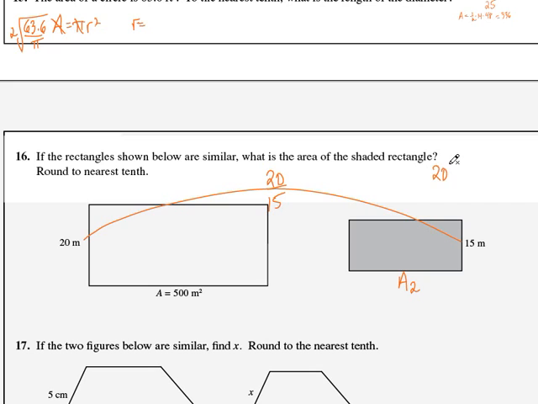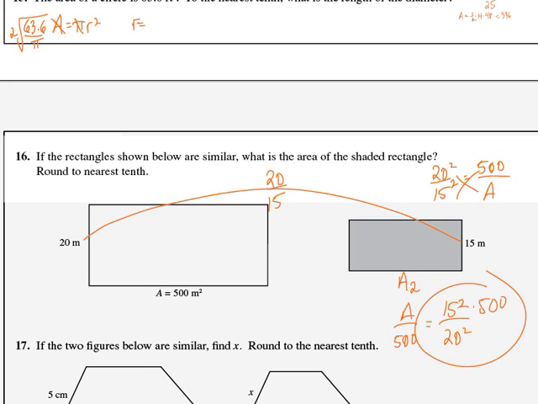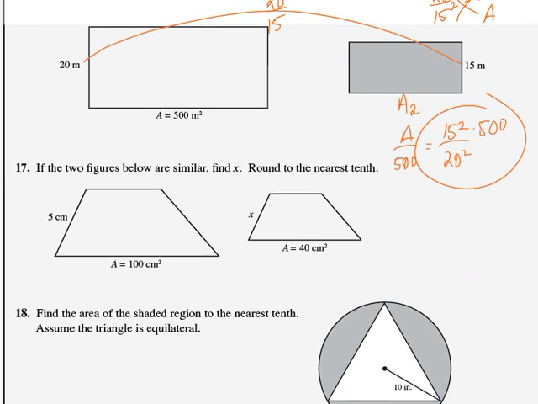So we go 20 squared over 15 squared equals 500 over, we'll just call it A. And we don't square that. Cross multiply. Or you could set it up a little better: A over 500 equals 15 squared over 20 squared. That'd be a little easier. Just multiply by 500, and you put that in there. Okay? 17 is the same thing.